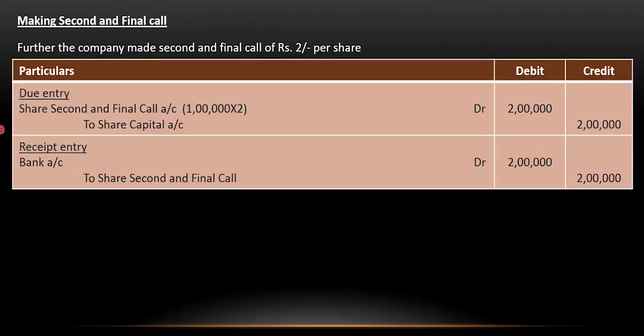Once again, we'll have to pass the due entry, share second and final call account, 1 lakh shares into rupees 2, 2 lakhs, temporary increase in asset, so debit. To share capital account, credit, increase in capital. Once we receive the money, debit bank to share second and final call account. Since we have received the money, debit, increase in asset.